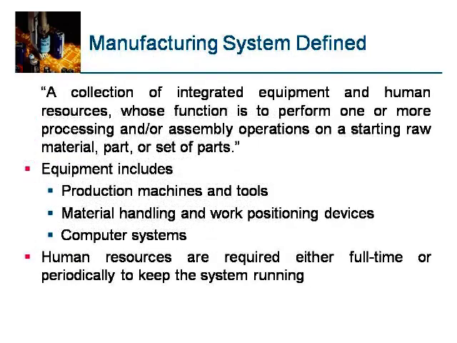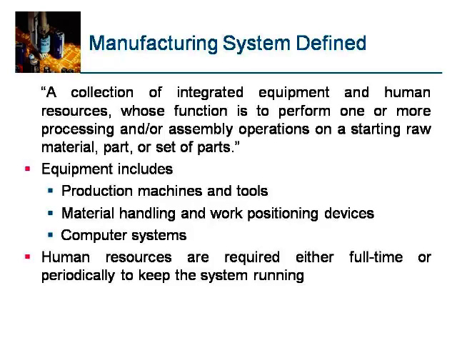A manufacturing system is a collection of integrated equipment and human resources whose function is to perform one or more processing or assembly operations on a starting raw material, part or set of parts. Equipment includes production machines, tools, material handling and work positioning devices, and computer systems.